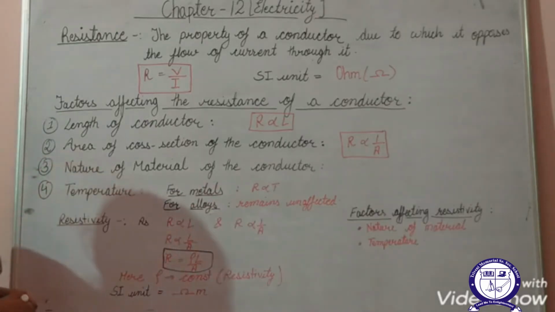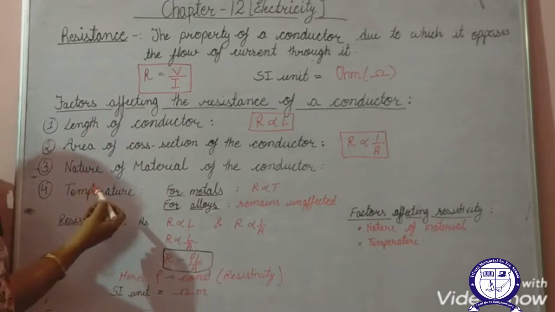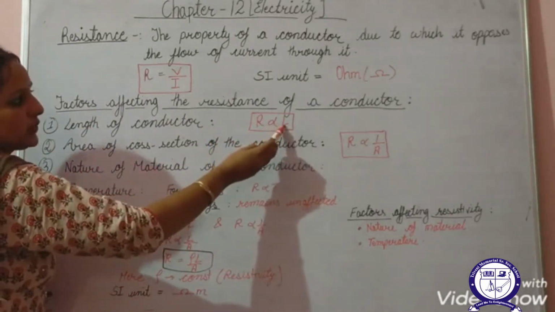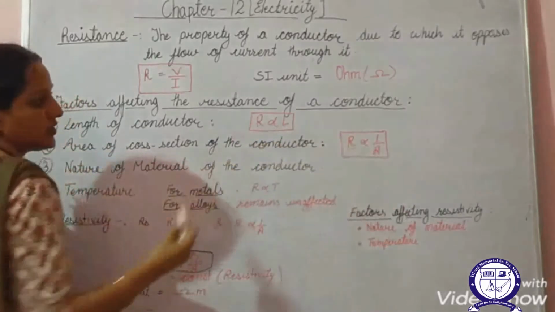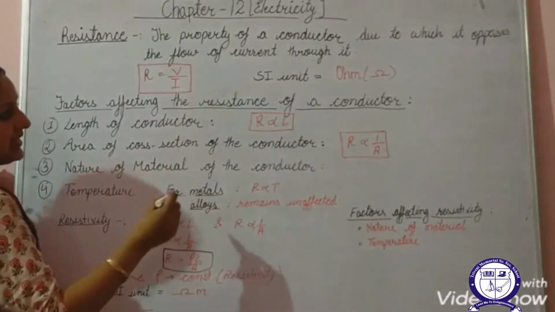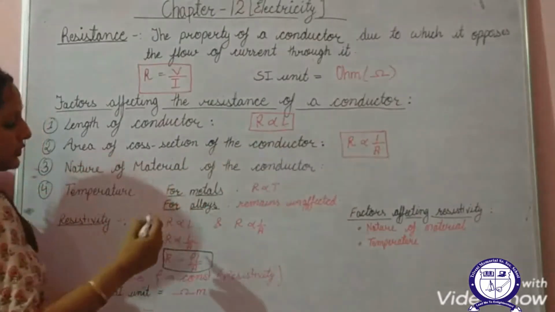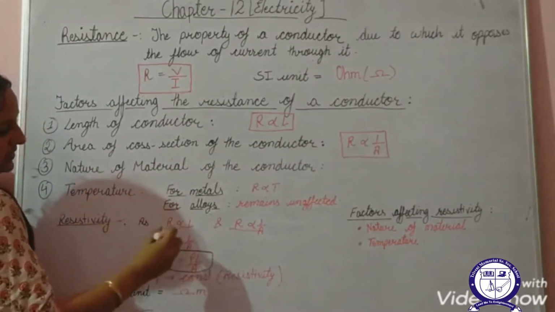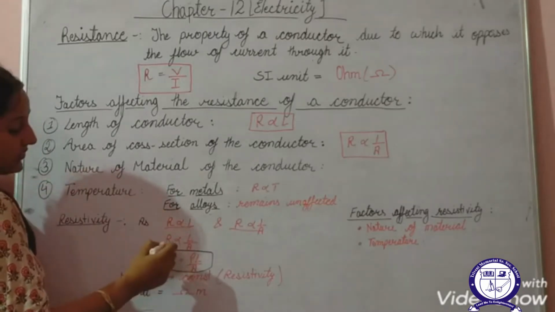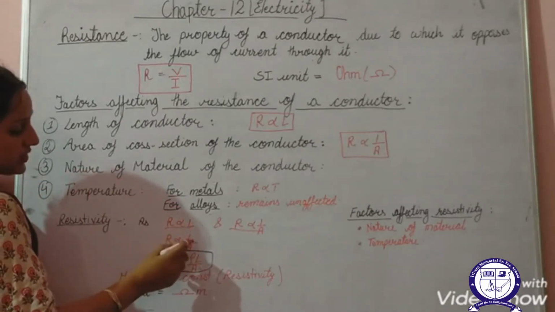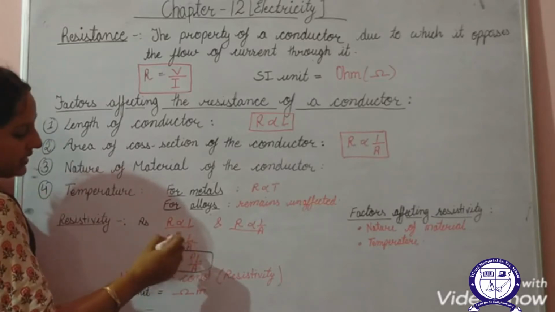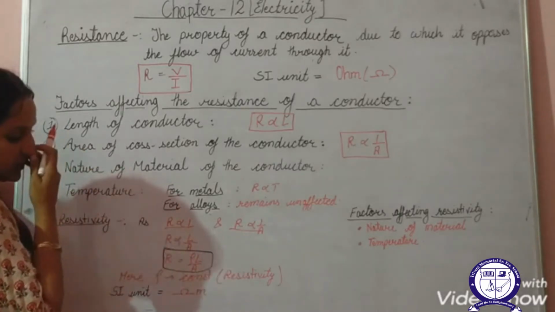Next is resistivity. From the factors affecting the value of resistance, we can say that R is directly proportional to L and R is directly proportional to 1 by A, that is, R is inversely proportional to area. So I can mention these two things in a common way, that R is directly proportional to L by A. It indicates that R is directly proportional to L and R is inversely proportional to A.